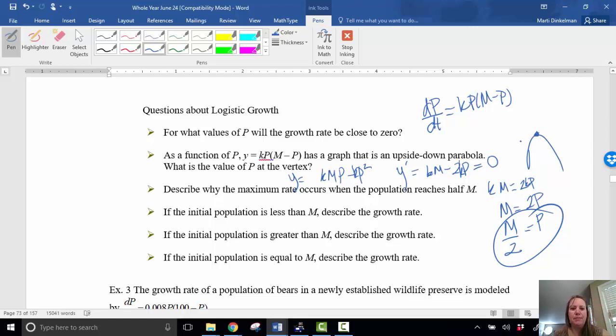and for that parabola. Describe where the max rate occurs. So that's exactly it, half the carrying capacity. If the initial population is less than the carrying capacity, we're going to have that positive growth rate. If we start above the carrying capacity for some reason, we're going to kind of come below, we're going to be decreasing in population. And if we're equal to the carrying capacity, we should have really nice, steady, almost a 0 there.